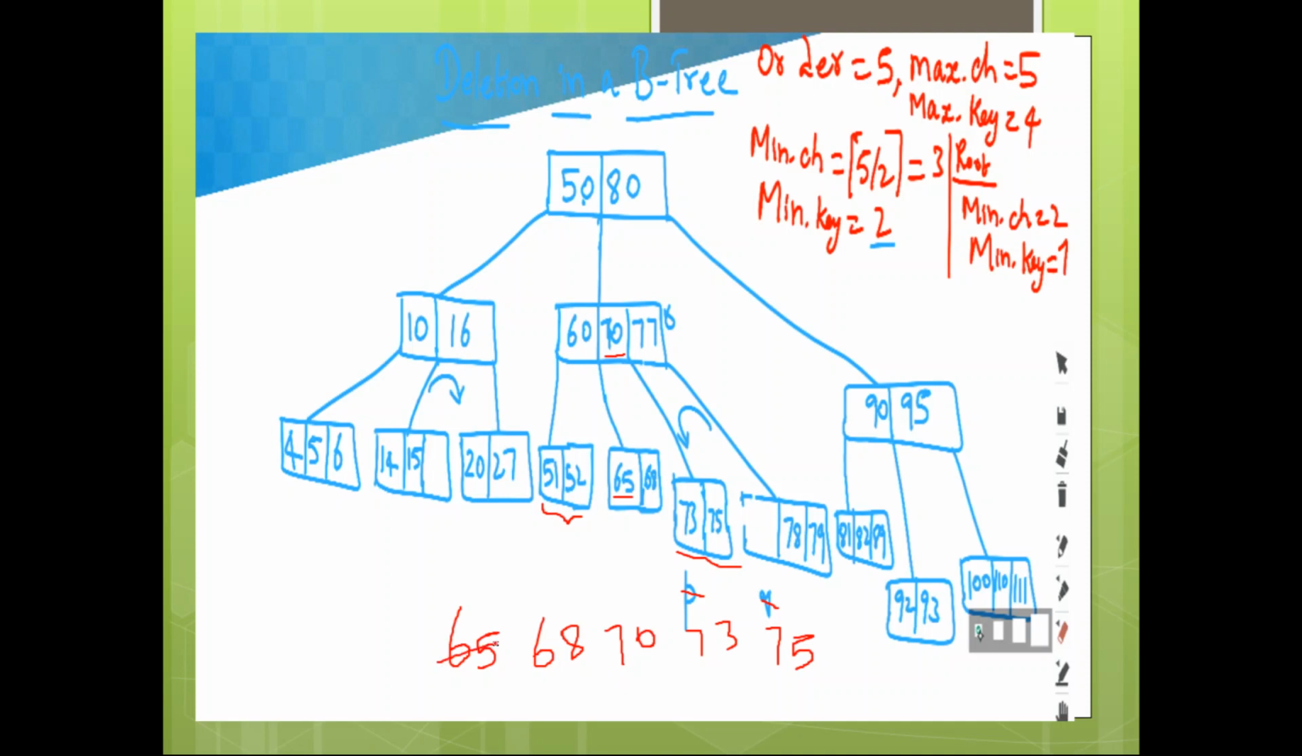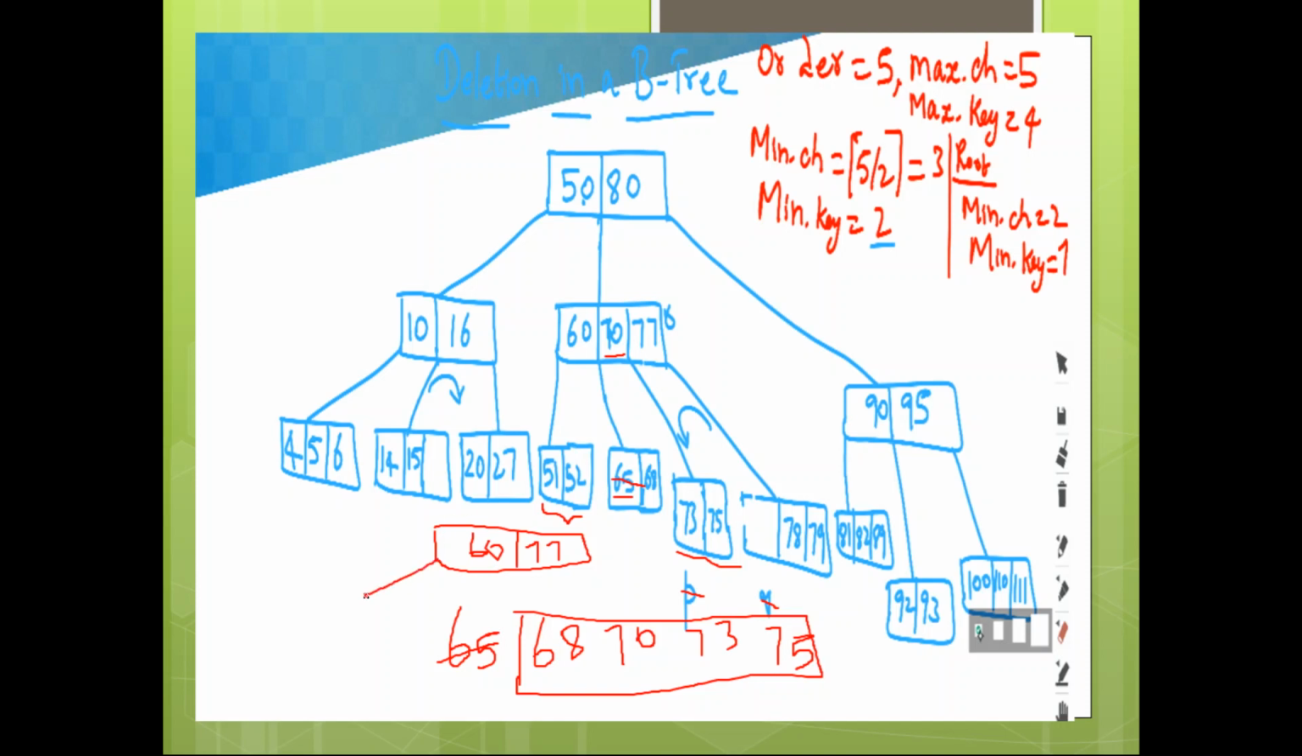So 65 is deleted. 68, 70, 73 and 75, this is the new node. In the top, its parent, 70 we have brought down. So 60 and 77 remain. After removing, we also have to check whether the parent is deficient. Yes, the parent is not deficient because it has two keys.